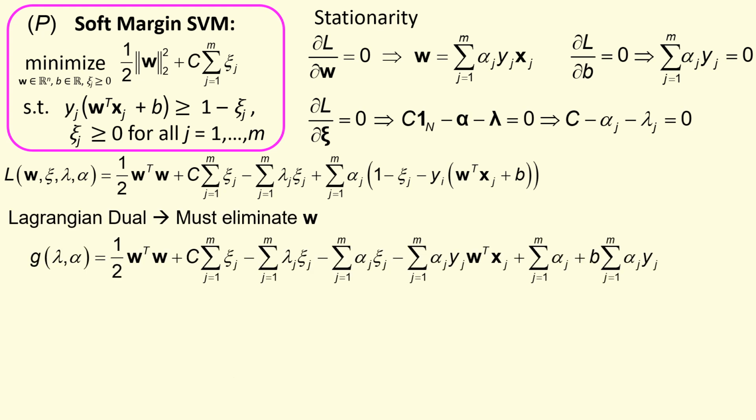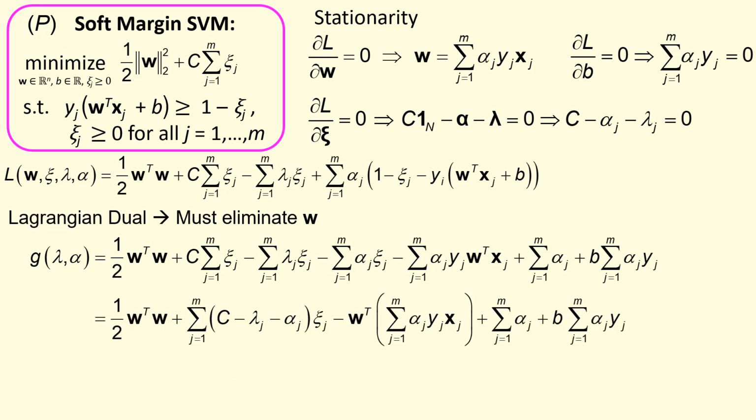Now, I've got to get rid of the w. So notice that our dual is going to be G of lambda, alpha with no w's. So how am I going to do that? Well, first we notice that we can collect these three sums and get a C minus lambda sub j minus alpha sub j times the slack j. But notice that the sum of the alpha sub j y sub j's is equal to 0. That means our very last term is going to go to 0.